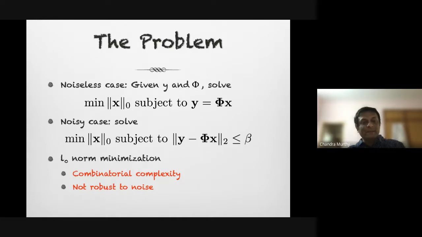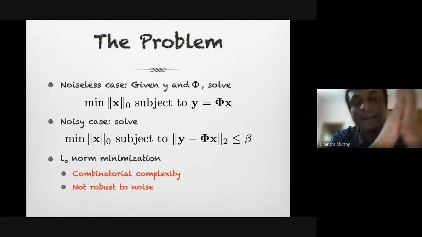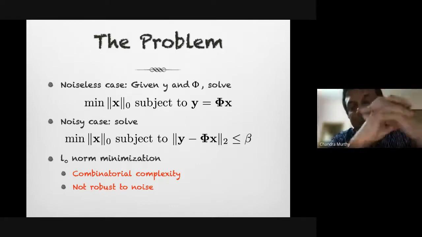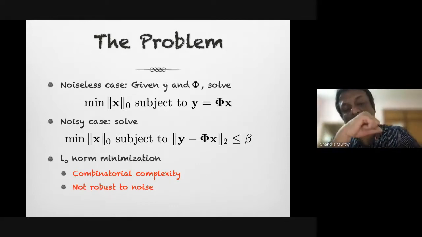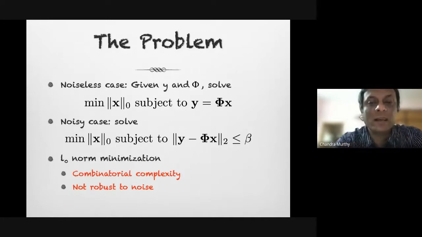So a 10 sparse solution to a 100 length vector using observations y equal to phi x, where y could be, let's say, a 20 or 30 dimensional vector, then the complexity in solving for this will be of order 100 choose 10, which is enormous. And so it's very difficult to solve this problem as stated.